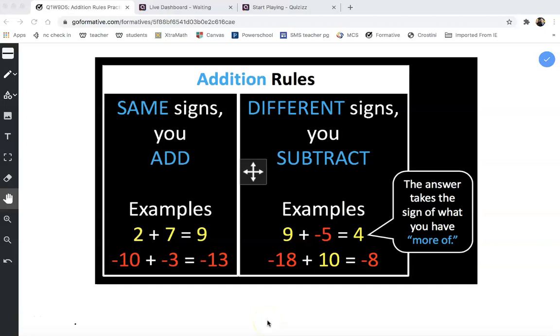In this video, we are going to review our addition rules, and I'm also going to tell you how I want you to complete the quizzes. I have a specific way I want you to complete the quizzes today. Let's begin by looking at the addition rules.